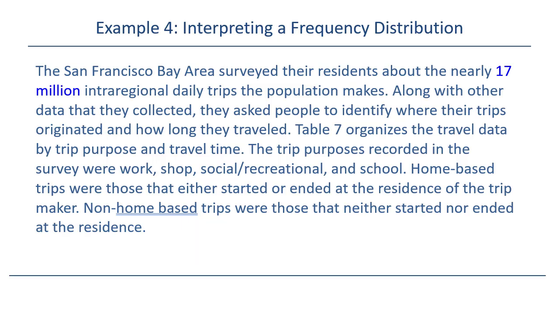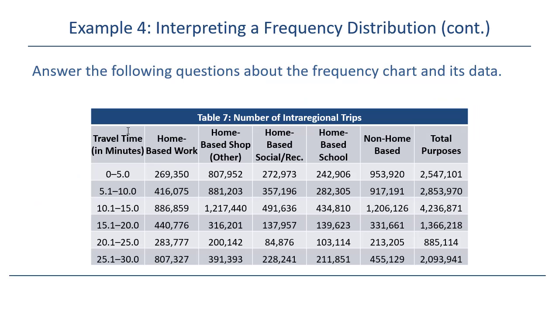Okay, let's look at another example. They surveyed the residents of San Francisco, about 17 million, about interregional daily trips that the population takes. And along with other data they collected, they asked people to identify where their trips originated and how long they traveled. And the following table organizes that. So you can see travel time, home-based work, home-based shop, and so on. Lots and lots of data.